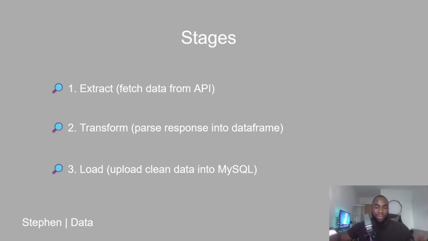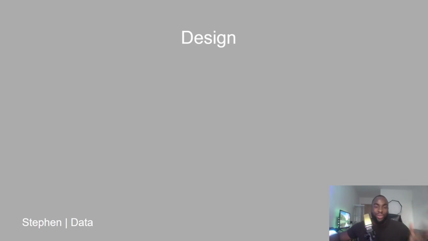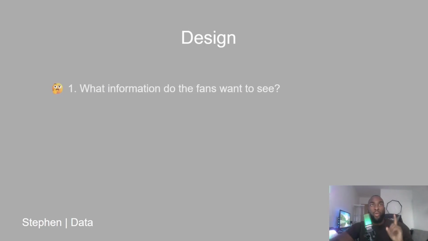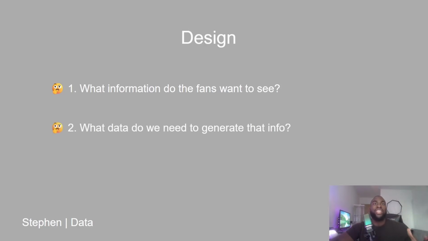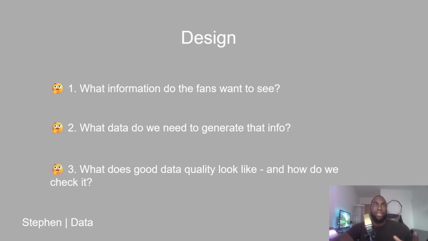We're going to create a database, a table, and we're going to make sure that the data that's inside there resembles what's on the actual Premier League website. Right, let's start designing our solution. So we need to ask ourselves three key questions here. Number one, what information do the fans want to see? Number two, what data do we need to generate that information? And number three, what does good data quality look like and how do we check it?